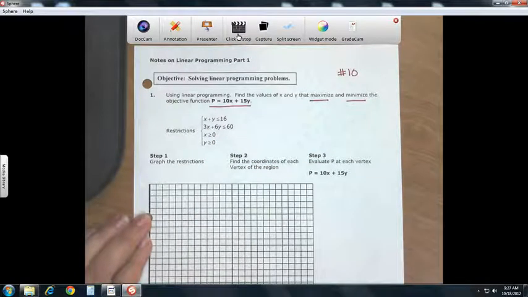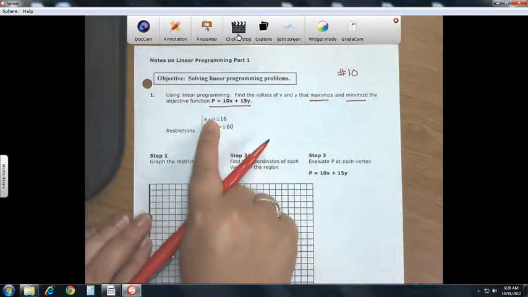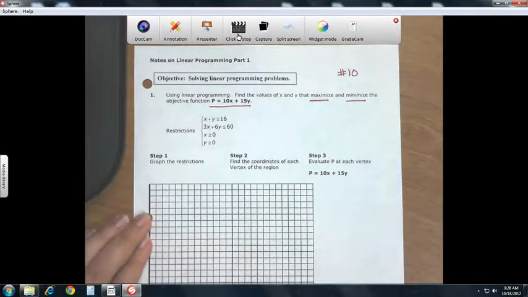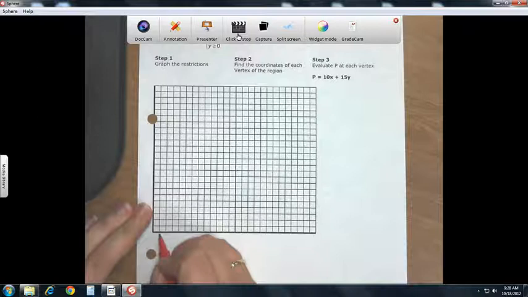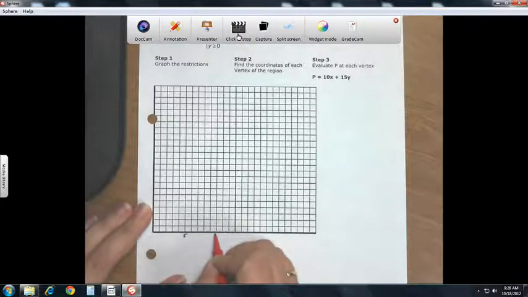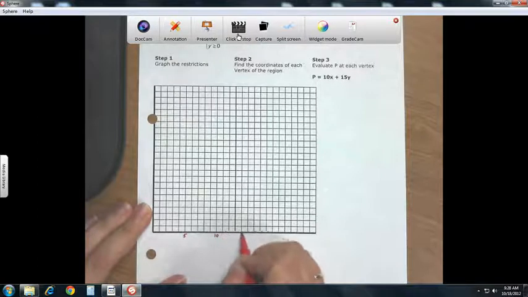So what I'm going to do is use the intercept method. We could solve for y and graph it using slope-intercept, but since they're in standard form, it's usually easier to just use your intercepts. So the x-intercept for the first equation is 16. I'm going to go down to my graph, and count over 16.